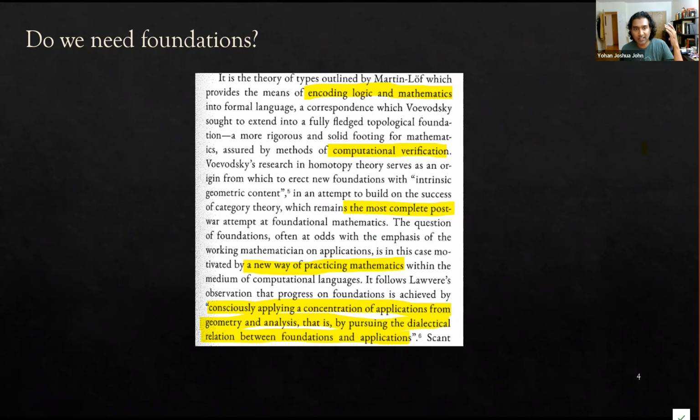So this intrinsic, immanent, those are the kinds of things that often come up here. It is an attempt to build on the success of category theory, which remains the most complete post-war attempt at foundational mathematics. The question of foundations, often at odds with the emphasis of the working mathematician on applications, is in this case motivated by a new way of practicing mathematics.